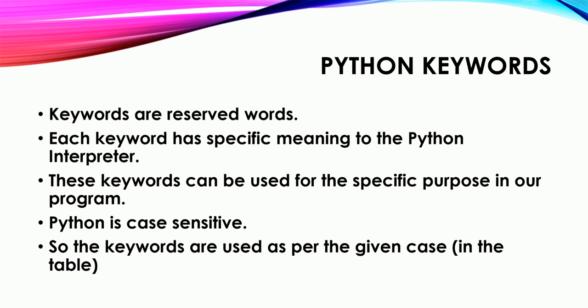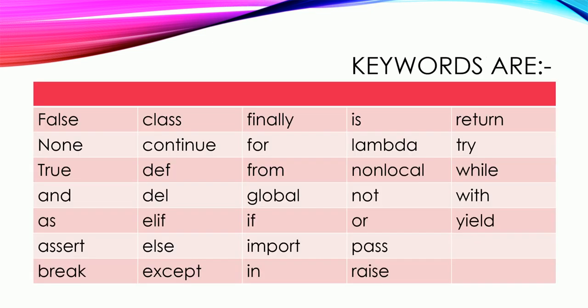Python is a case sensitive language. So Python has different keywords. In the different keywords, some letters are capital and some letters are small. So as per the small letter and capital letter, as per the given table, Python will act. These are the different keywords in Python. In the first, False, None and True, these three keywords, the first letter is capital.